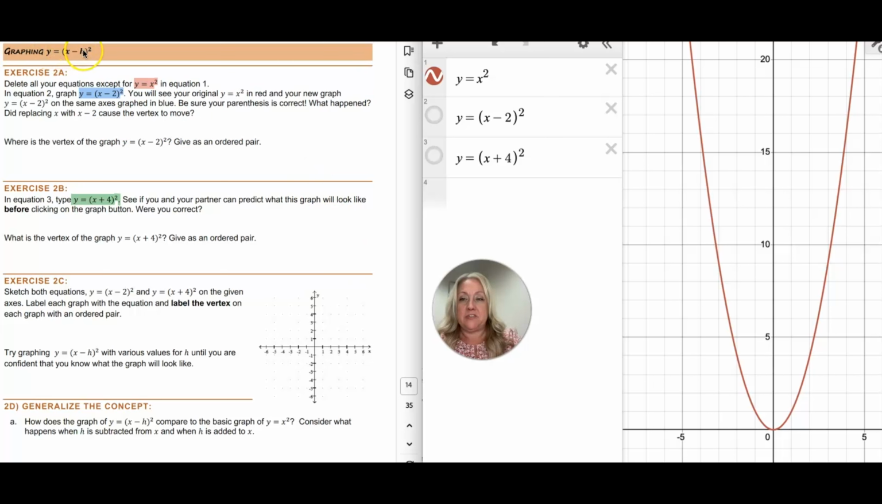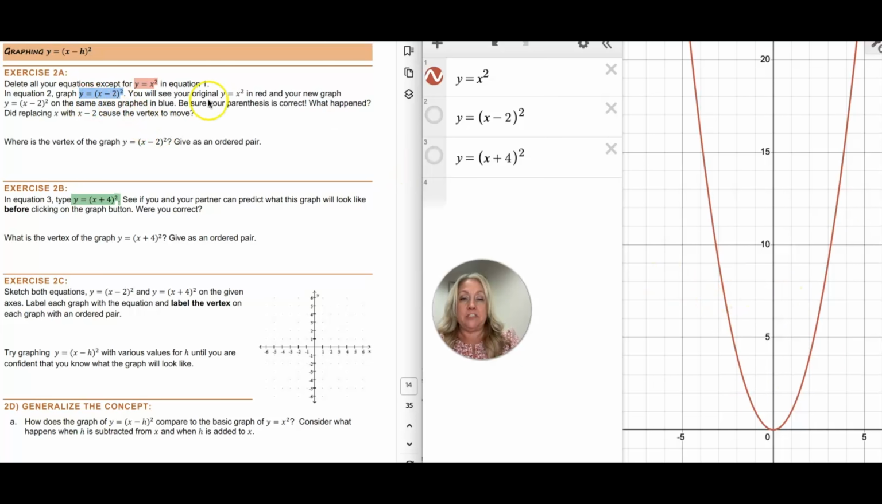In all of exercise 2, we're going to be focusing on the graph that looks like y equals (x minus h) all squared. So we're trying to see when an equation is in this form, how does the graph of it look? Again, we're always going to start off with our parent function so that we can compare where it is being shifted or how it's being changed.